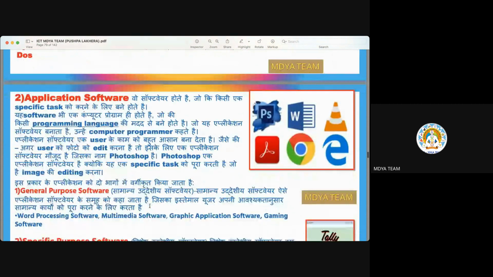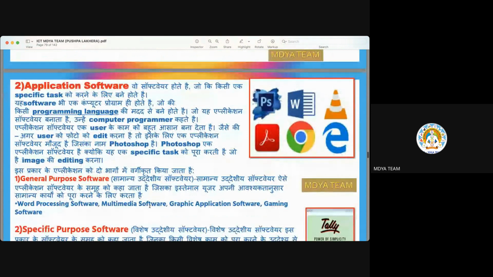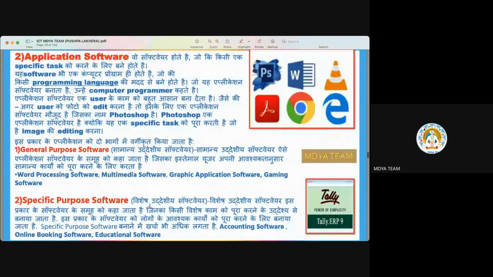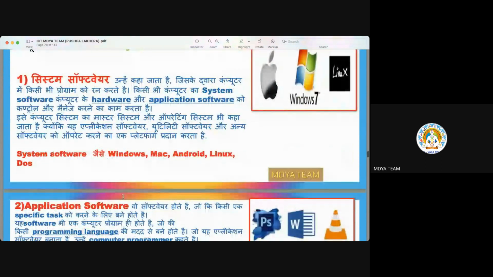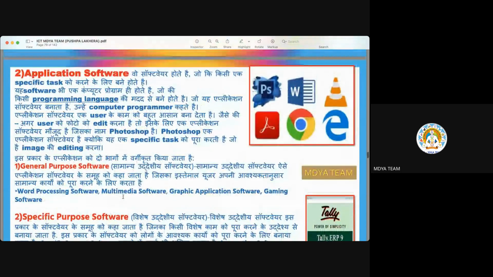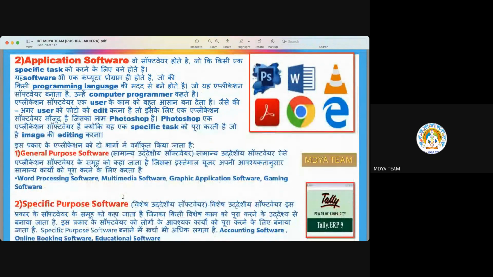Now, application software. Application software is how to apply, how to get the work done from whatever the computer system is having, how to use those system software. To apply those, we need to have application software. So they have to be for some specific tasks to perform. Any programming languages we have to use to make such software.